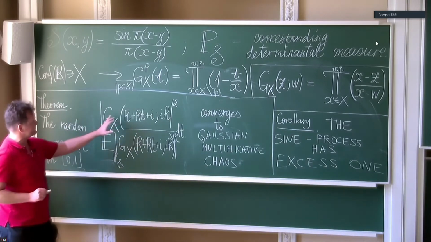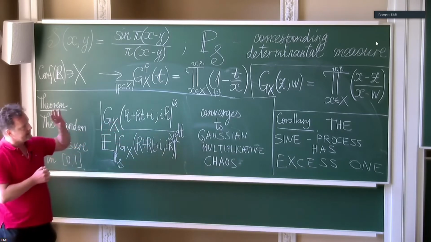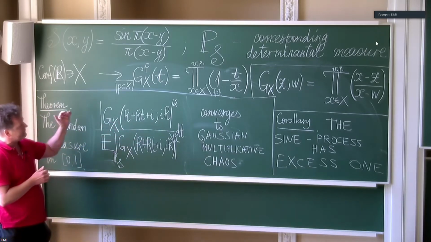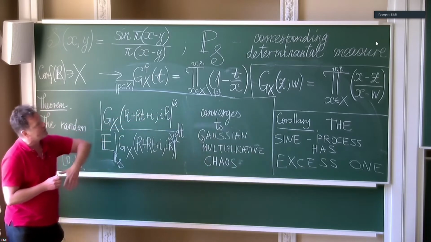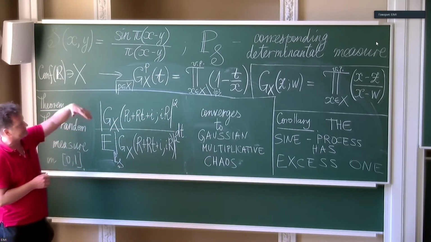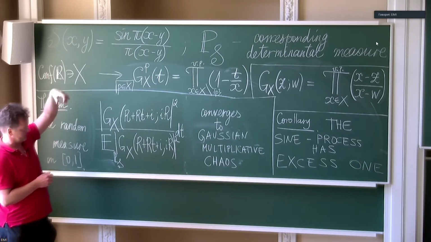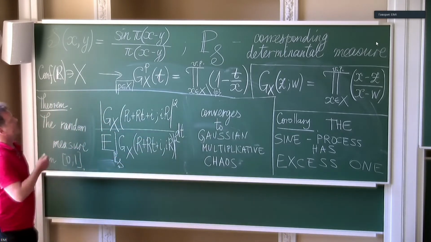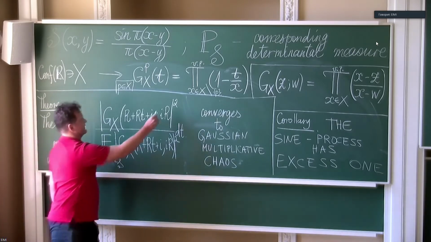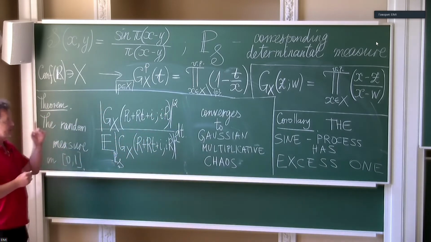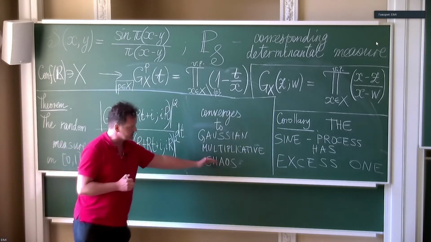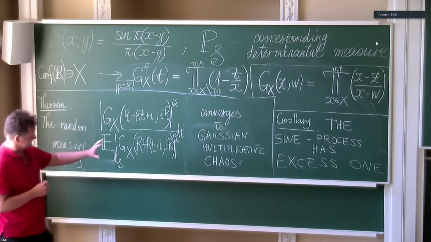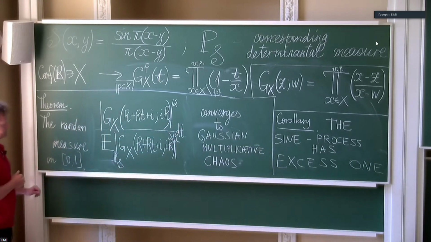So I take this function. Again, it is important to think about the upper half plane as the Lobachevsky plane. So w goes to the absolute value. The formula is written. This specific random measure, in fact, converges to Gaussian multiplicative chaos, to the very standard Gaussian multiplicative chaos of Jean-Pierre Kahane, with a standard kernel with a logarithmic singularity on the diagonal.